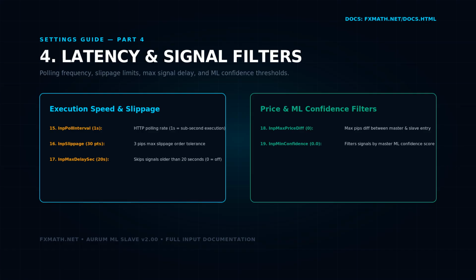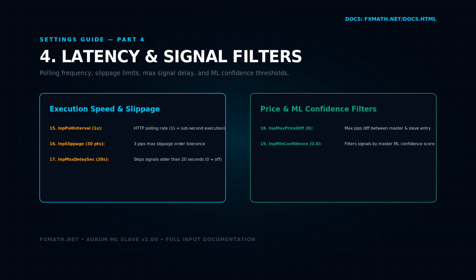Settings 15 through 19 control execution speed and signal validation. Setting 15 is InpPollInterval, defaulting to 1 second for fast execution. Setting 16 is InpSlippage, set to 30 points or 3 pips. Setting 17 is InpMaxDelaySec, defaulting to 20 seconds. This acts as a stale signal filter.